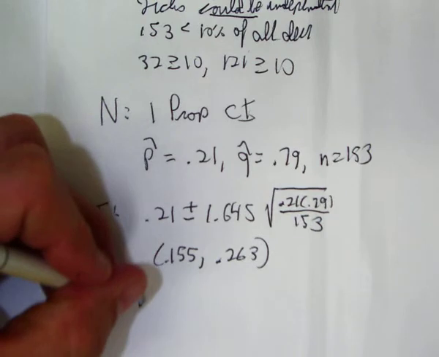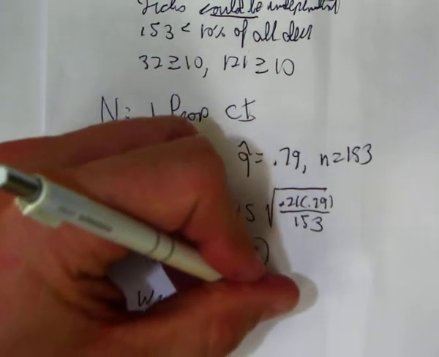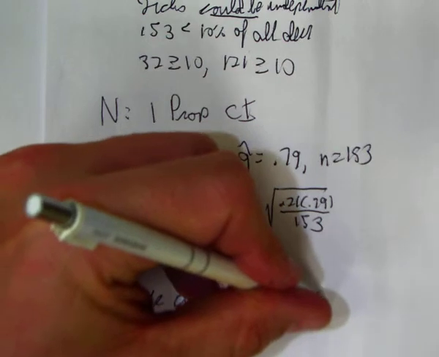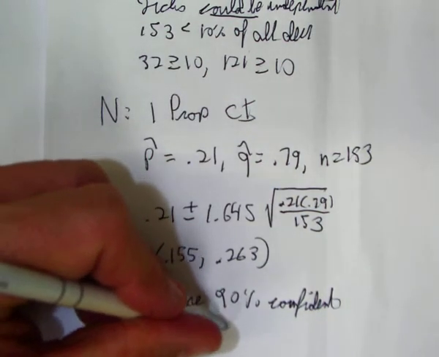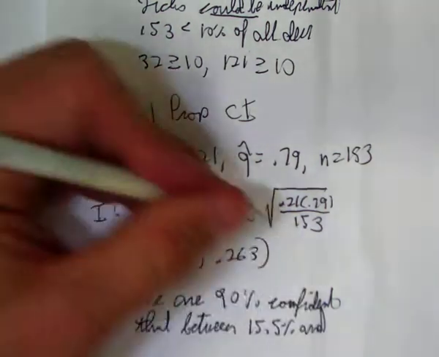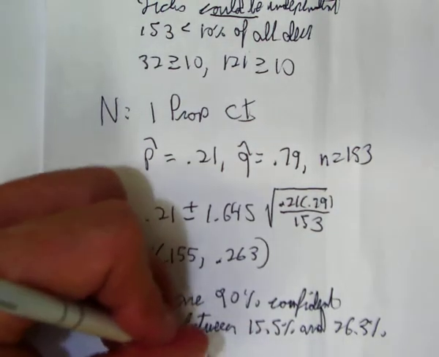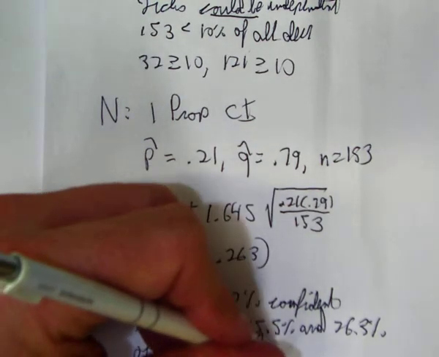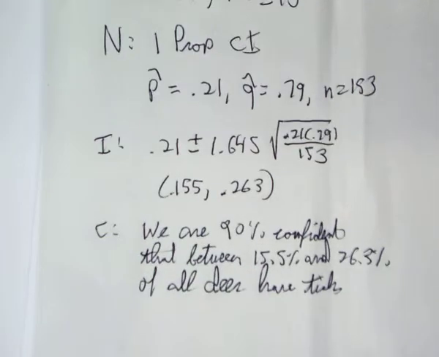So conclusion: we are 90% confident that between 15.5% and 26.3% of all deer have ticks. Okay, so that's our conclusion.